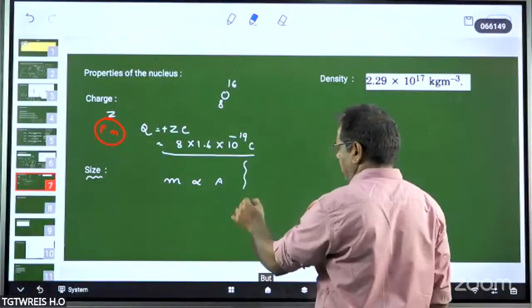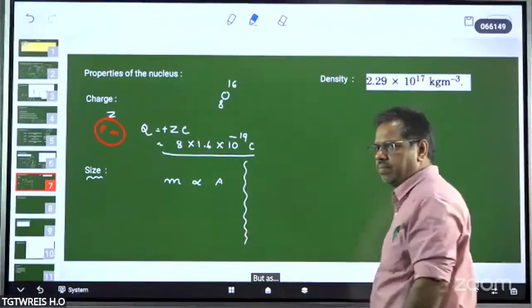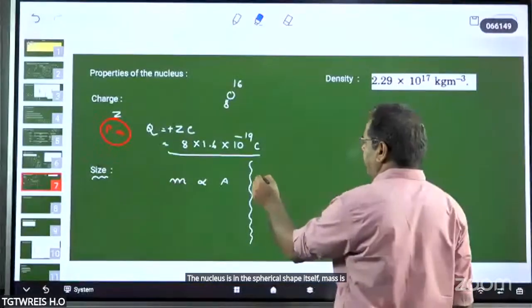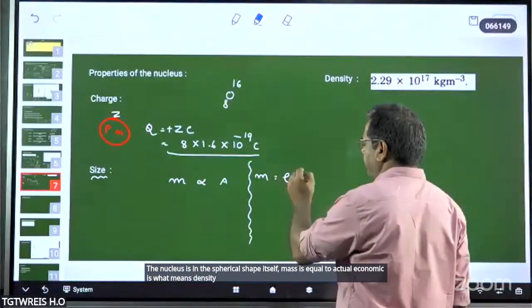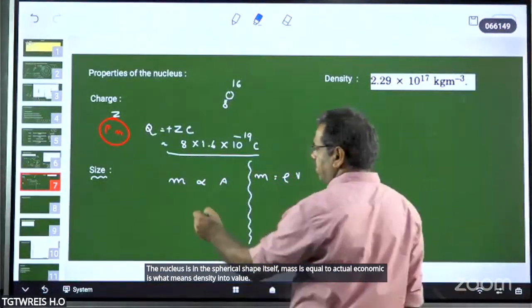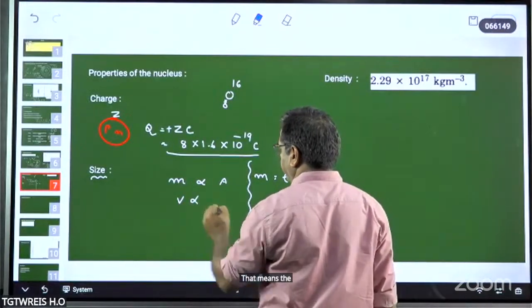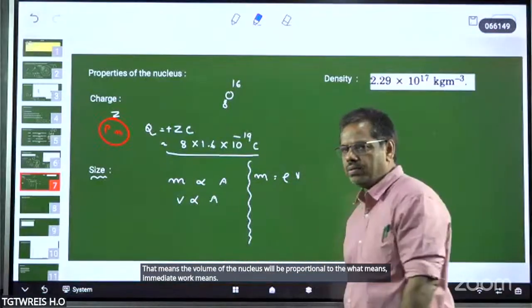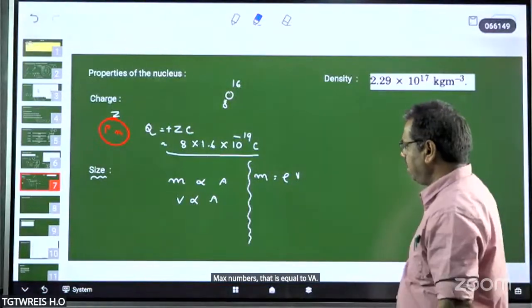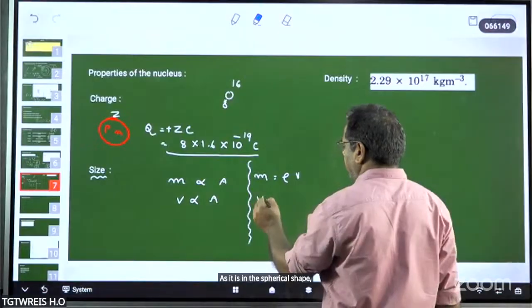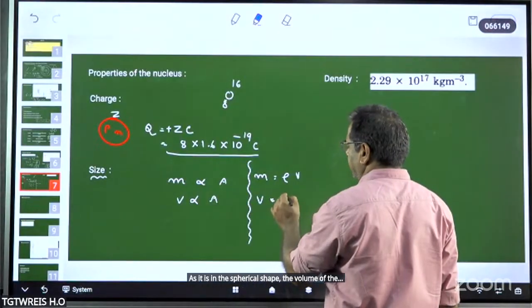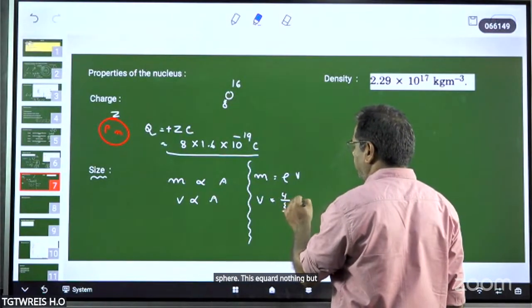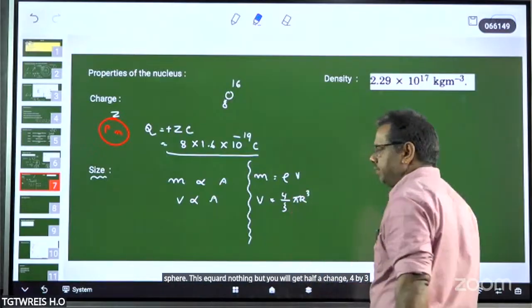But as the nucleus is in a spherical shape itself, mass can be written as density times volume. That is, the volume of the nucleus will be proportional to the mass number, that is equal to A. As it is in a spherical shape, the volume of the sphere is nothing but 4/3 pi R cube.